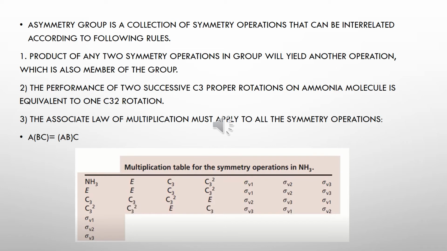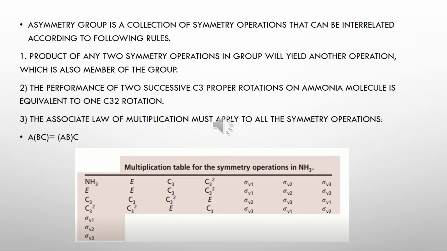Second rule: the performance of two C3 proper rotations on the ammonia molecule is equivalent to one C3 twice rotation. The order of the group is defined as the total number of all possible symmetry operations, and identity commutes with every other operation to yield back that operation. Thus the first row and the first column of the multiplication table will be identical to the symmetry operations. Like E times C3, the result would be C3, and E times C3 twice, the result would be C3 twice.